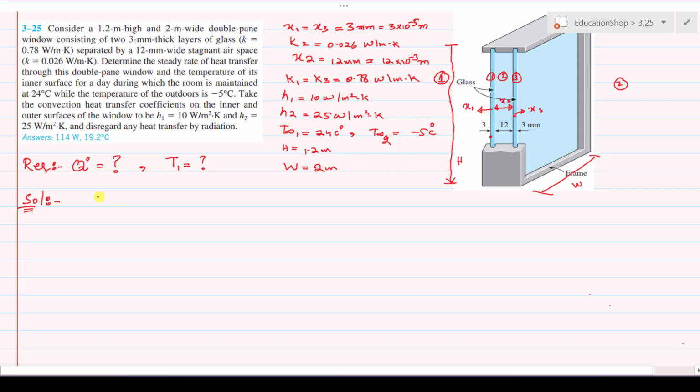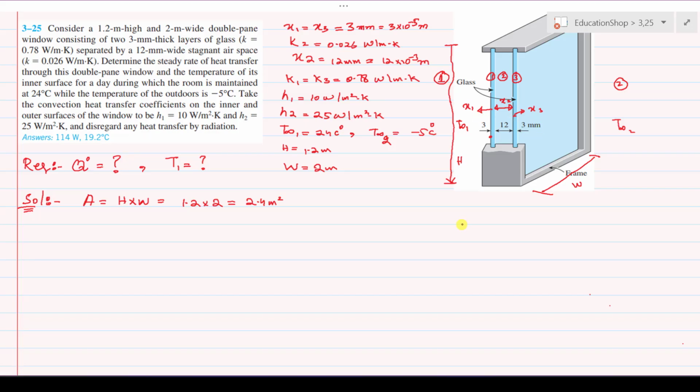First of all, the area of this double pane window is equal to H multiplied with W. What is the H value, that is 1.2, and the width value is 2, so it is equal to 2.4 meter square. Next, let me draw the thermal resistance network diagram for it. Here the temperature is T infinity 1 and the temperature is T infinity 2. This is the higher temperature, this is the lower temperature, so the heat is transferred from higher towards lower.